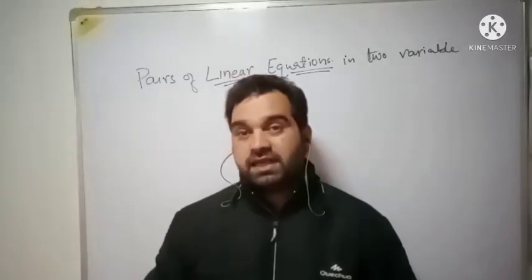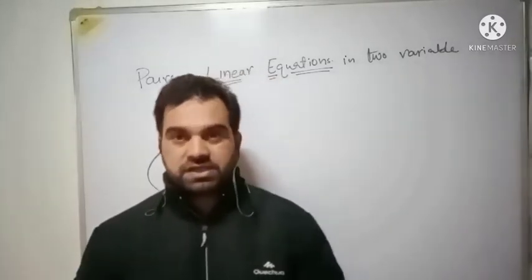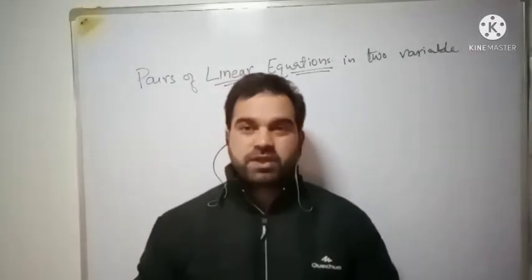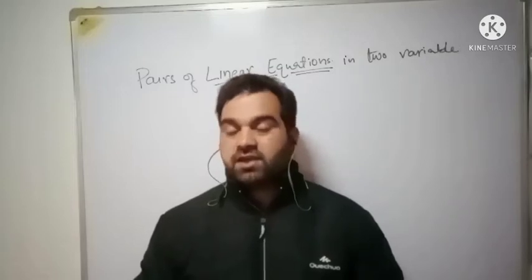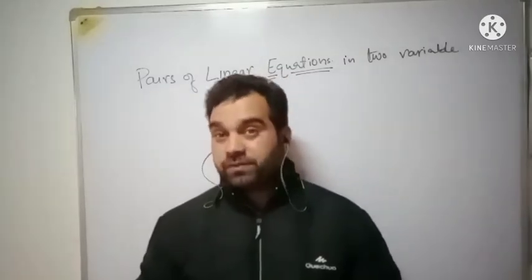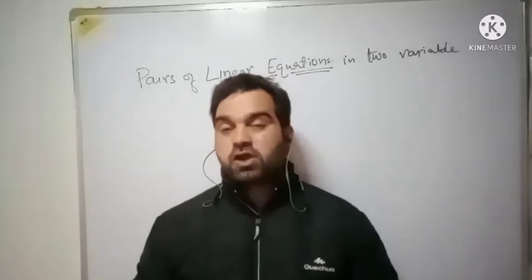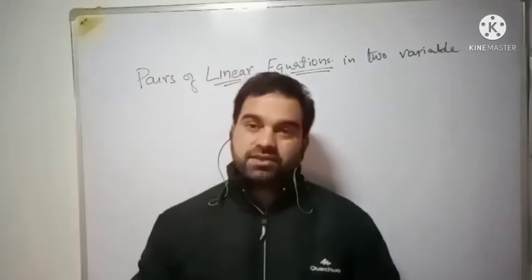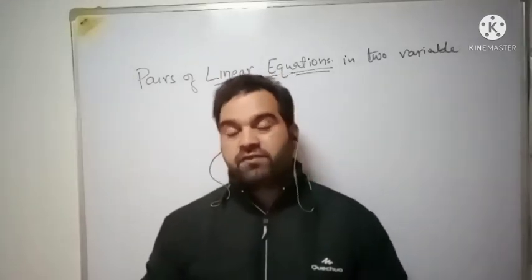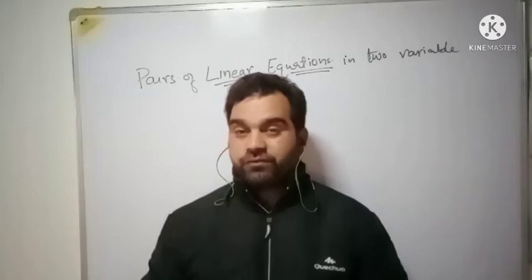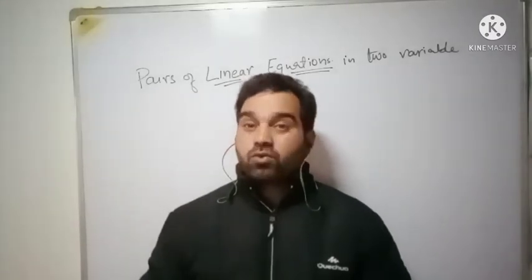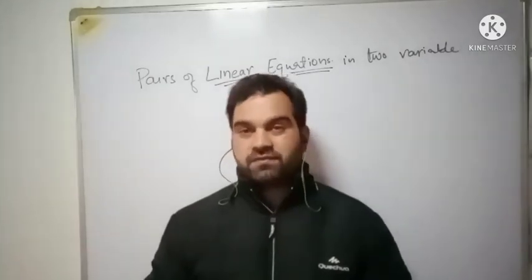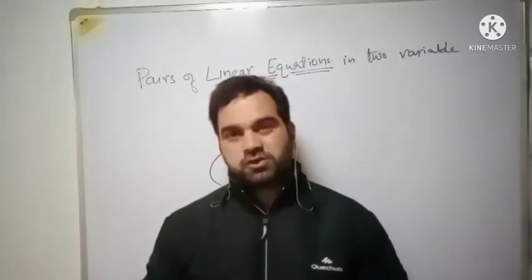By the graphical method, if the graphs of the two equations, that is two lines, intersect at one point, we say that the given pair of linear equations has a unique solution. If the graphs of the two equations are parallel to each other, we say that the pair has no solution. And if they coincide with each other, we say that the pair of linear equations has an infinite number of solutions.